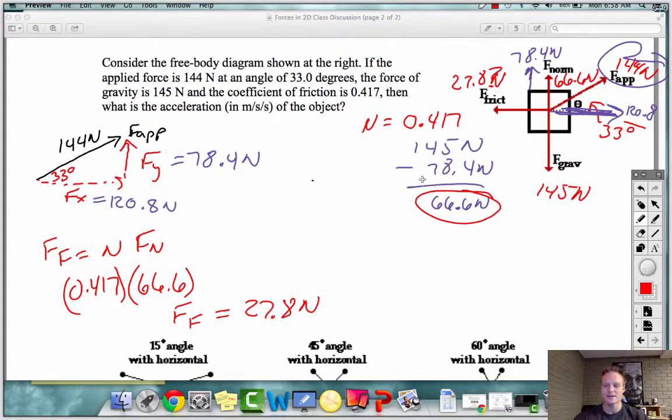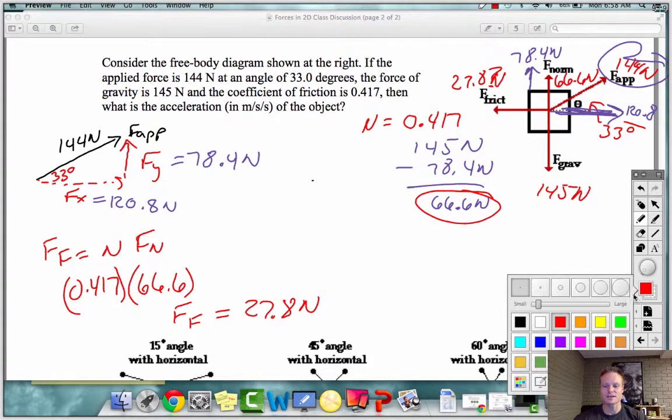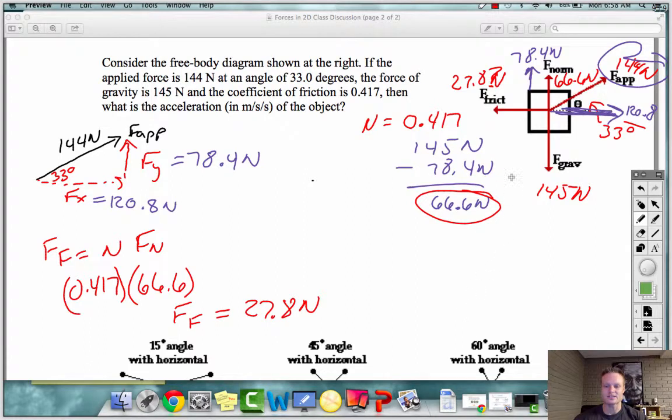All right. So now, are we all good? I think we are. We can actually start to figure out what the net force is upon this object. Notice my vertical forces, 78.4 plus 66.6, adds up to 145 newtons. So there is no acceleration in the vertical. They balance each other out.